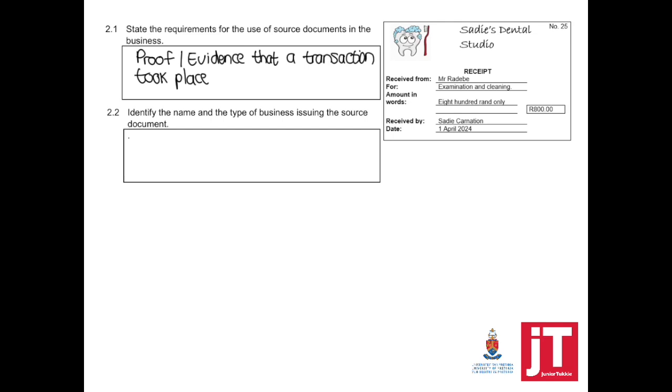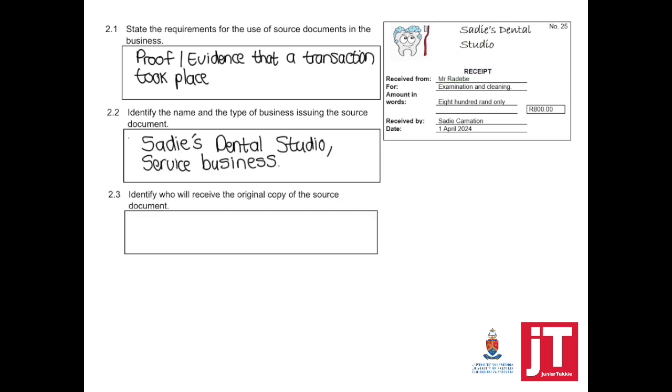2.2. Identify the name and the type of business issuing the source document. So if I look at what is the name of our business, it says there, Sadie's Dental Studio, and this is a service business. I can identify that, but if you look at for what reason, it says there, examining and cleaning. That means that they've rendered a service.